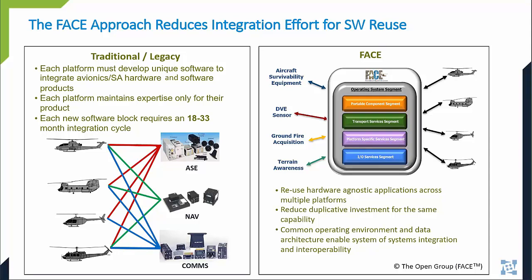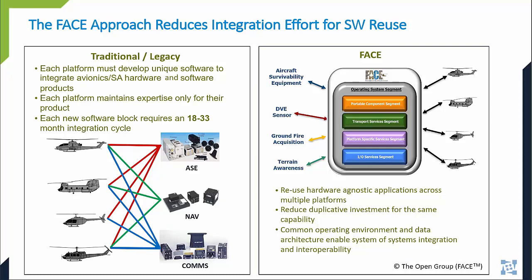Now, on the left-hand side, we see the individual set of aircraft or platforms. Again, remember Arthur talked about all of these different types of airplanes, and I'll refer to them as platforms. The traditional approach is to develop unique software and hardware to integrate these avionics components into those platforms. This typically can take 18 to 33 months. Now, on the right, we see the use of a common operating environment to enable reuse and interoperability across multiple platforms. Hopefully, this visual puts it in perspective, but as you can imagine, the savings are huge.